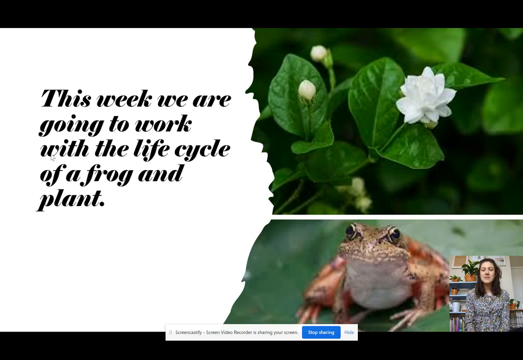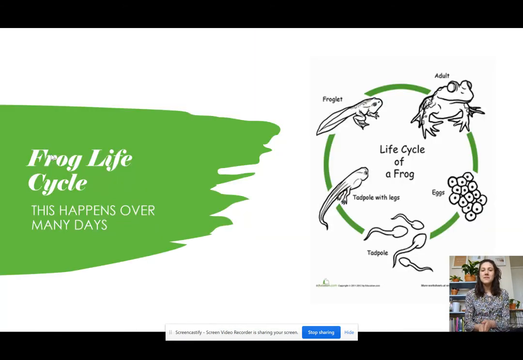This week, we're going to study the life cycle of the frog and the life cycle of a plant. The life cycle of a frog. The life cycle starts with when an adult frog lays her eggs. Once the eggs hatch, they turn into tadpoles. The tadpoles slowly begin to grow limbs and legs, until it becomes a froglet with its tail still on. It finally becomes an adult frog when it loses its tail.